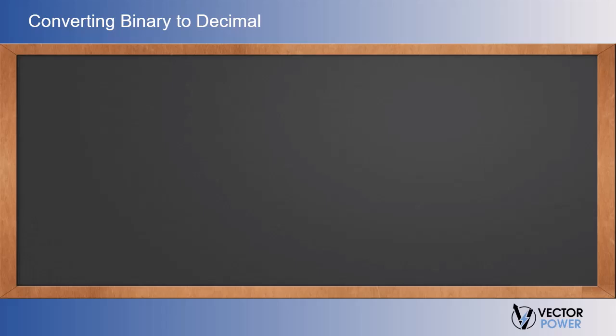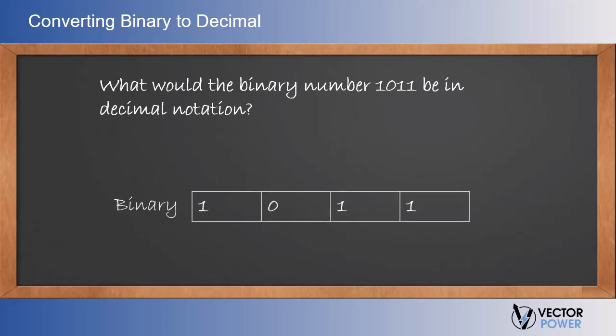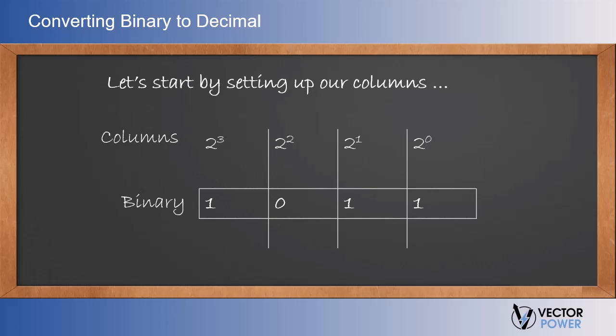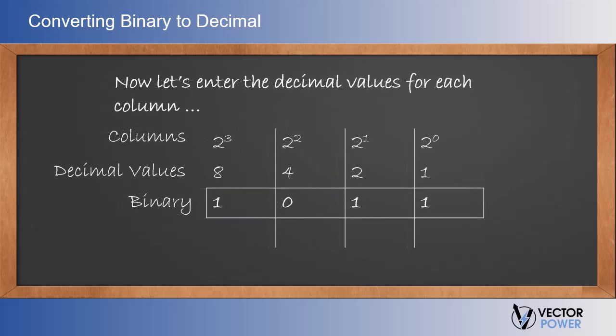Next, let's look at converting binary to decimal. What would the binary number 1011 be in decimal notation? Well, the first thing we notice is that we have a 4-bit binary word. Therefore, let's start by setting up our columns. Now let's enter the decimal values for each column.